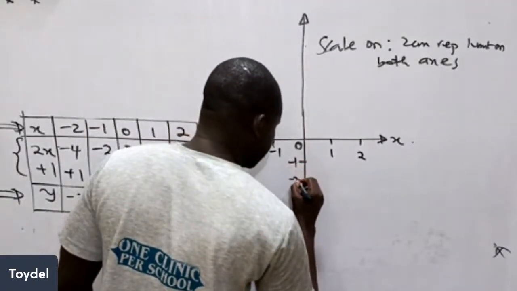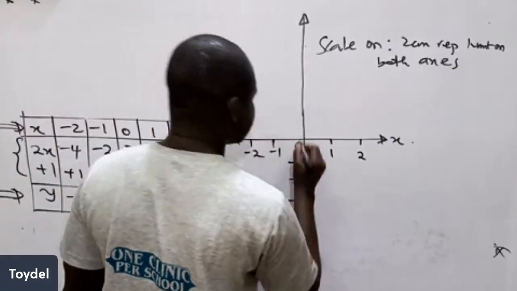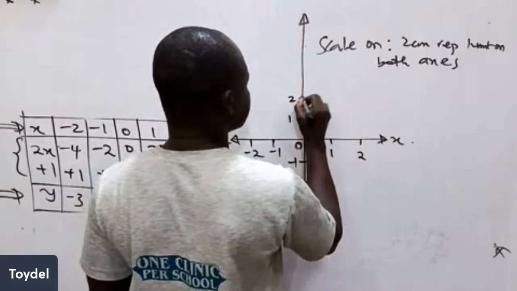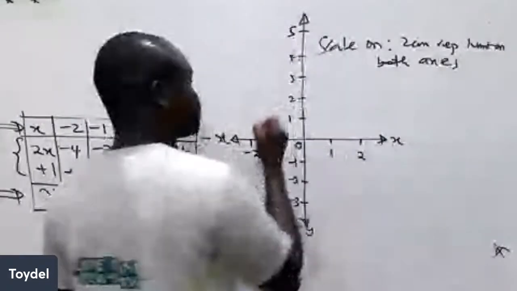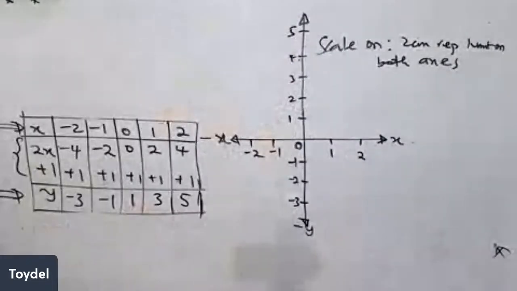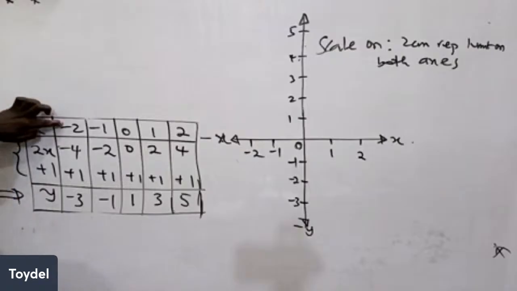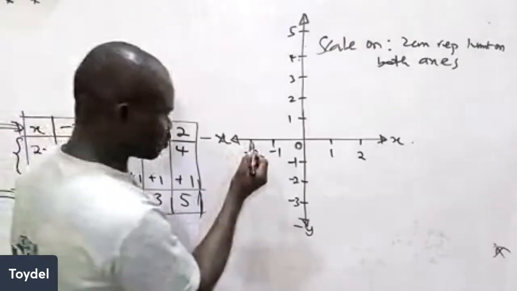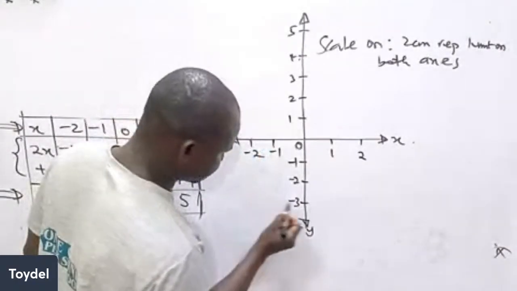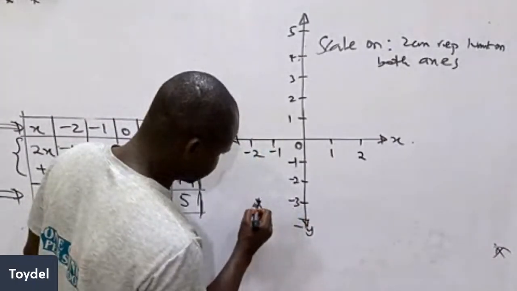So here we can have -1, -2, -3. Here I'm going to have 1, 2, 3, 4, 5. I'm not using graph paper here. I just want to sketch. Now, this is what you do. When x is -2, what is y? -3. You come to where x is equal to -2, you trace it to where y is equal to -3. You put the point here.